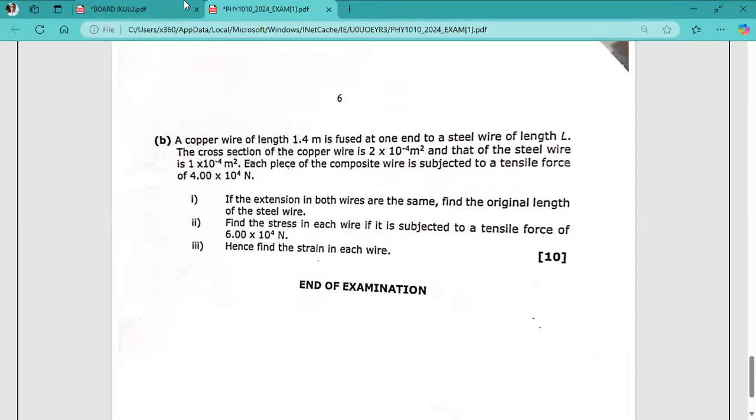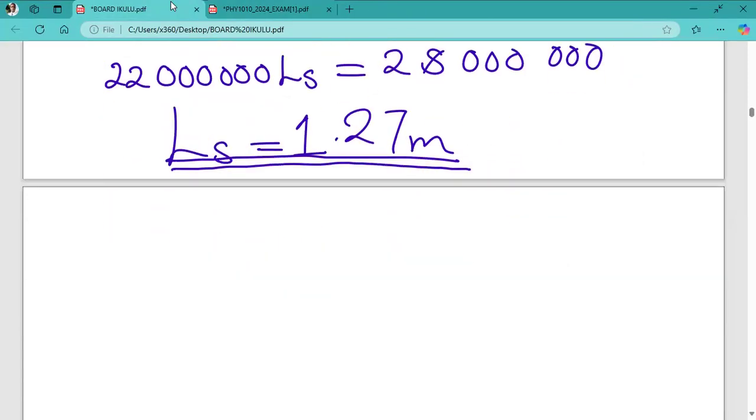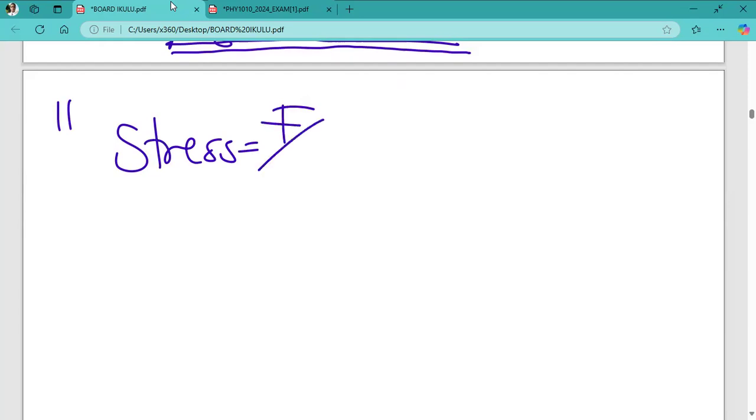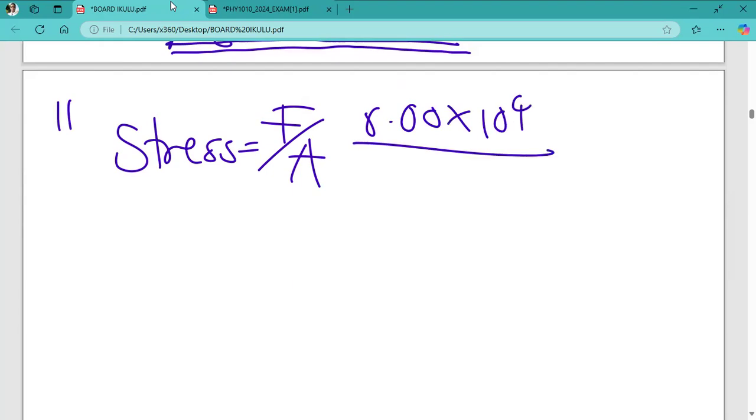So the formula for stress, this is part 2. Stress is equal to force per unit area, like that. And they've given us the tensile force, which is 6.00 times 10 to the power 4. And we know the cross-sectional area of the copper and the steel was given.